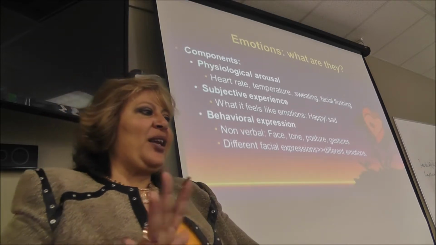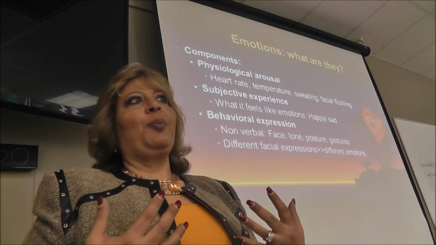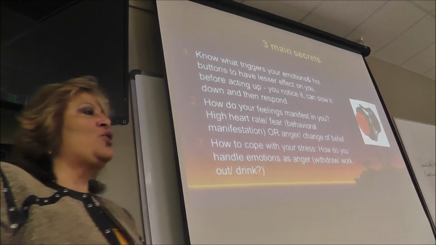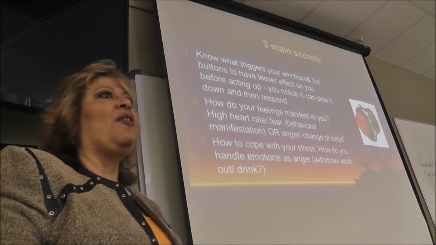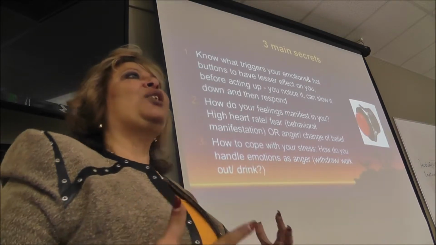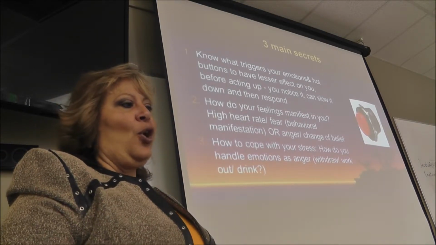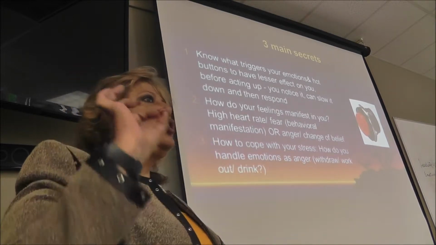So that's why it's very important to know the physiological part, the subjective part, and the behavioral part, for the emotions that we learned. Now that we know the anatomy of an emotion and the basics of an emotion, there are three main secrets to our emotions. The first one is to know what triggers your emotion.